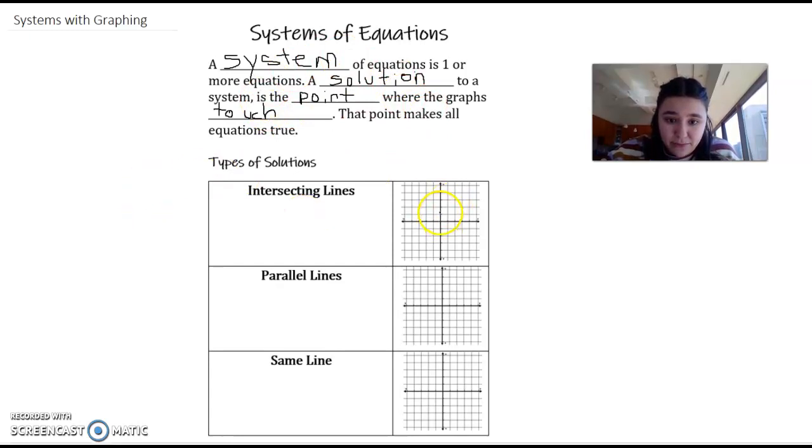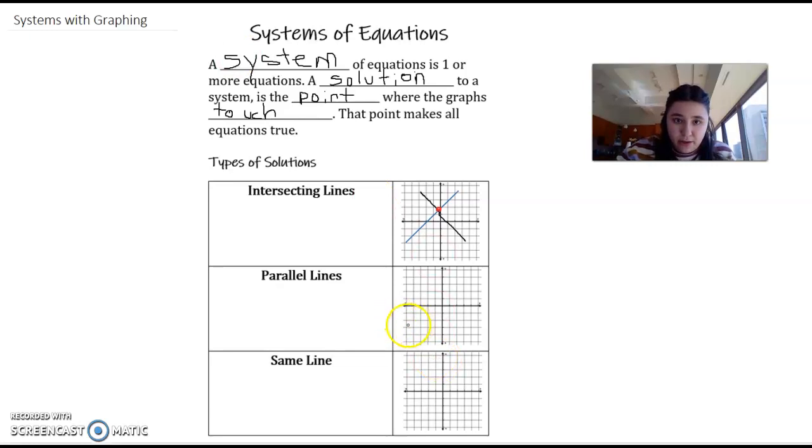Let's say we are over here. So here's one line, beautifully drawn. Oh, I should be using my fancy tools. Here's another line, actually beautifully drawn. They have one solution, right? One point at which they touch. So that's the solution. Next we have parallel lines.